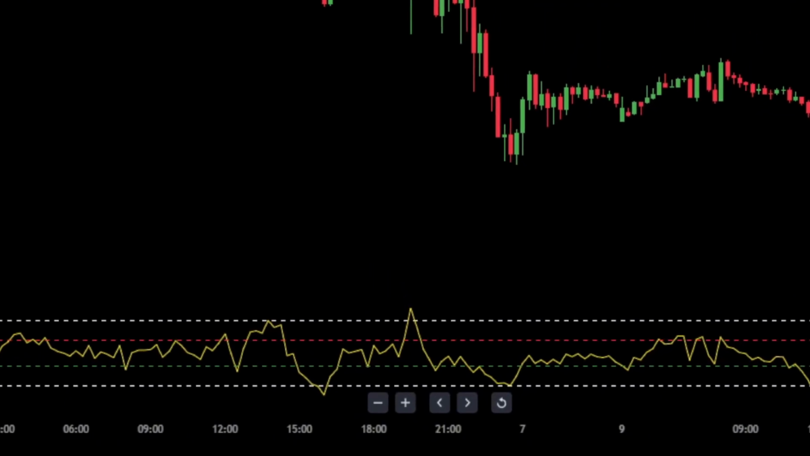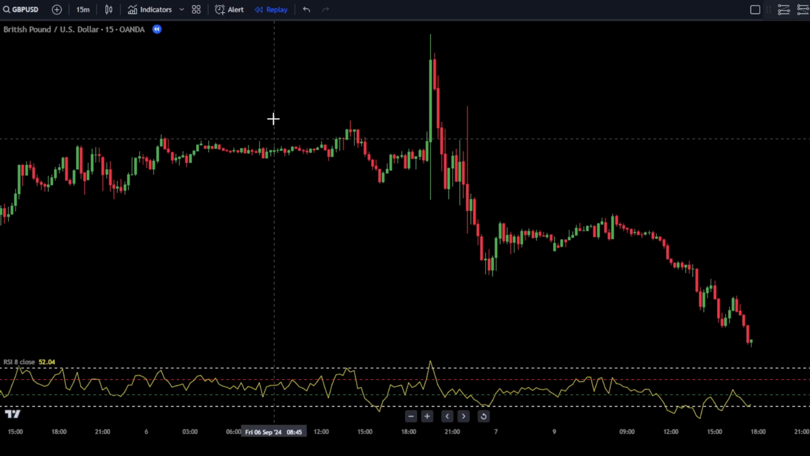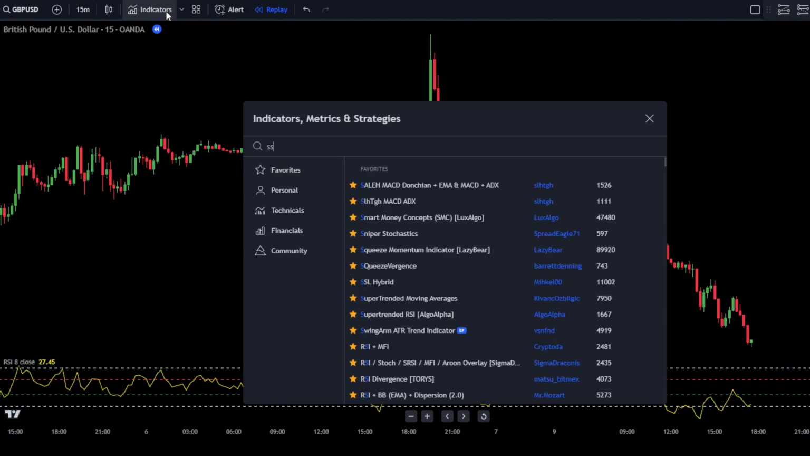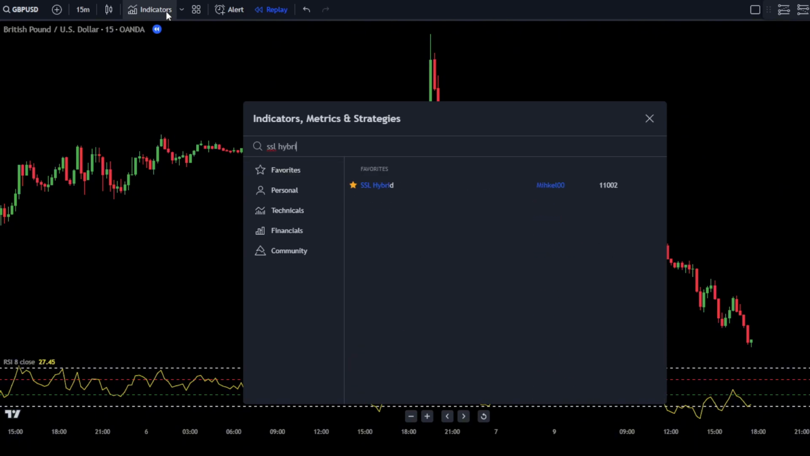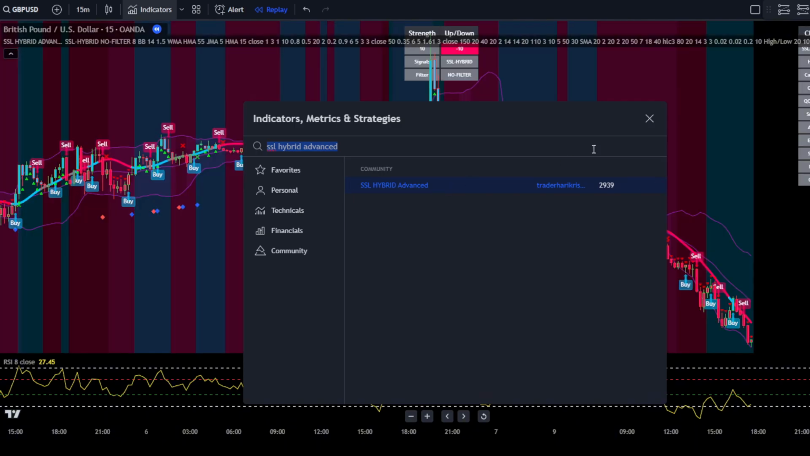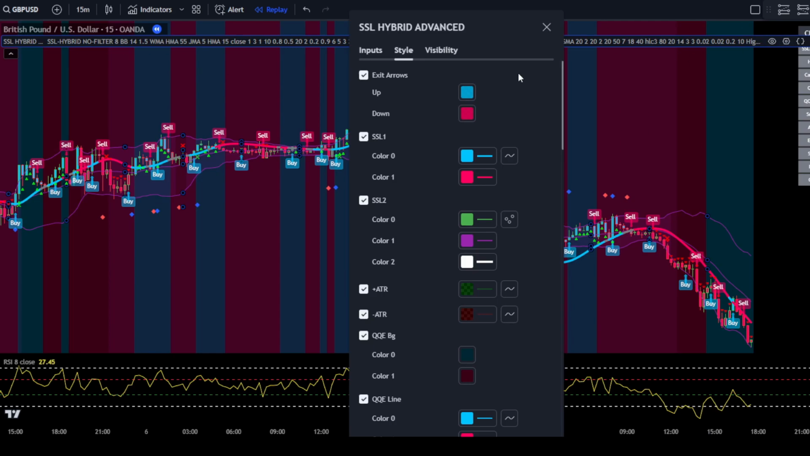Now, let's add the second indicator, which will serve as a trend guide in the market. Go to the Indicators tab and search for SSL Hybrid Advanced. Select the SSL Hybrid Advanced indicator by trader Harikrishna. Next, set up the SSL Hybrid Advanced indicator.